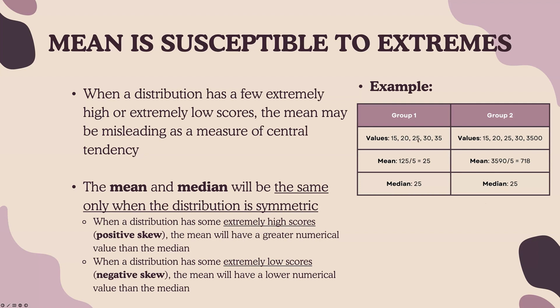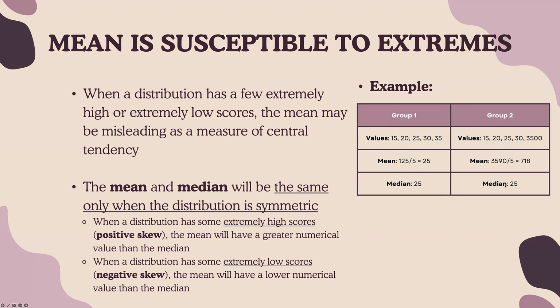We have five different values: 15, 20, 25, 30, 35. To take the mean, the sum of all these numbers is 125, divided by 5, is 25. Also, we know that the median is 25. For this group, it's 15, 20, 25, 30, and then it's not 35, it's 3,500.